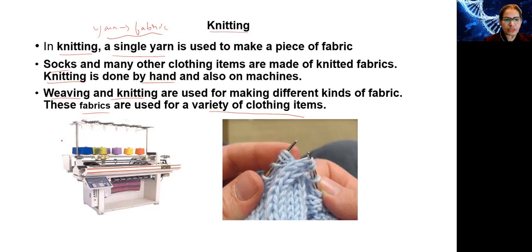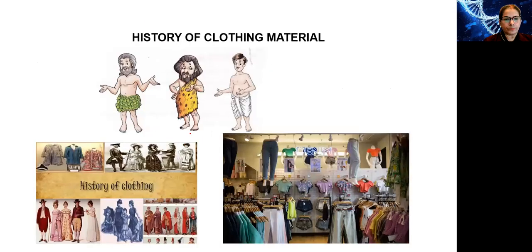If you see, this is a machine, and here it is knit by hand. Hand knitting is done using needles. There are specific knitting needles, and using the yarn, a single yarn can be woven into nice, good fabric. Okay. So let's come to see what is the history of clothing material.